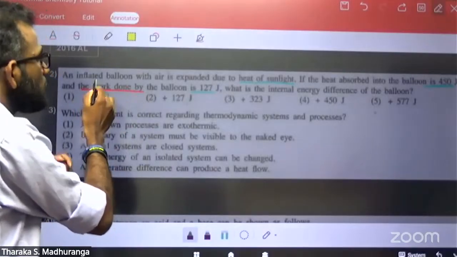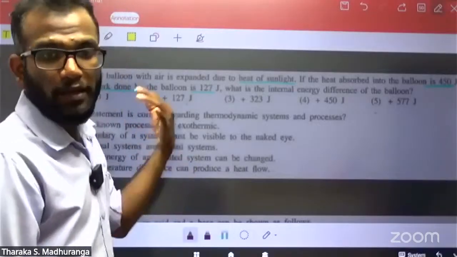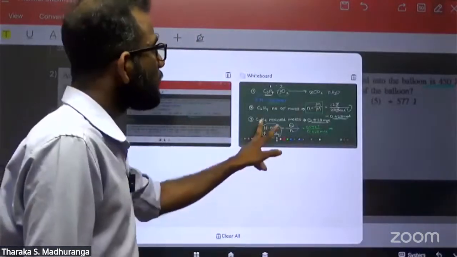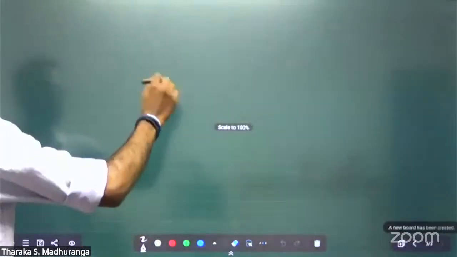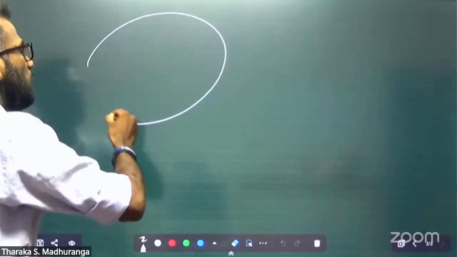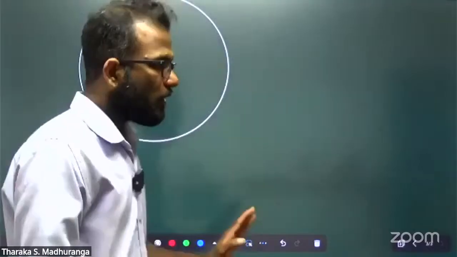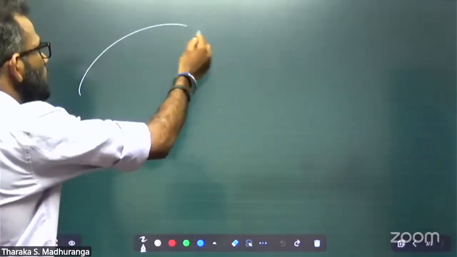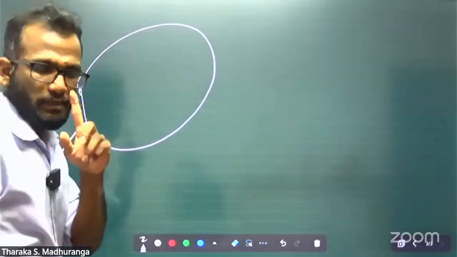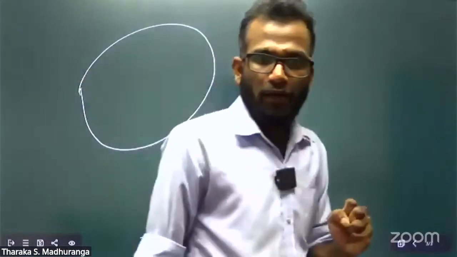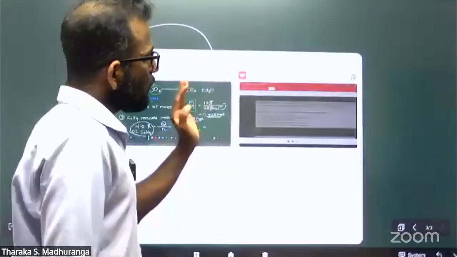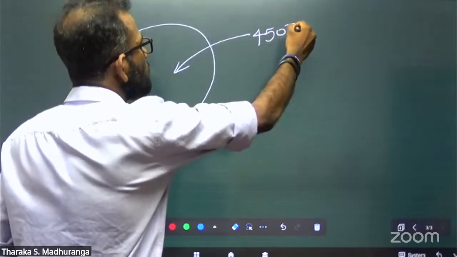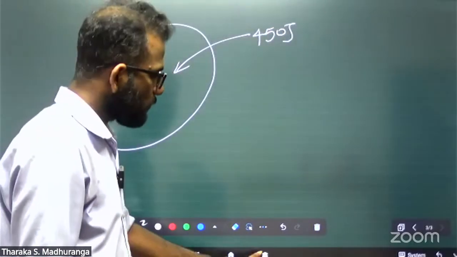The words here are important: work done by the balloon. Okay, see this. Think of this as a balloon, a system or whatever object. Now the question says 450 joules is absorbed by the balloon from the environment.